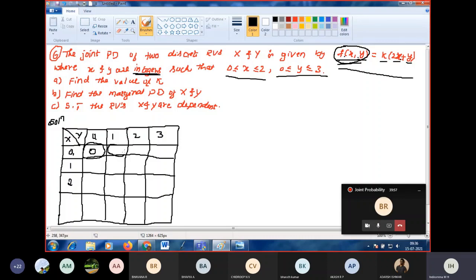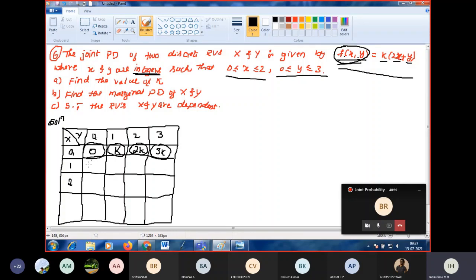In the next cell, x is 0 and y is 1, so f of x comma y is 1 into k, that is k. Next, x is 0, y is 2: 0 plus 2 is 2, so 2k. Next, x is 0, y is 3: 3k.